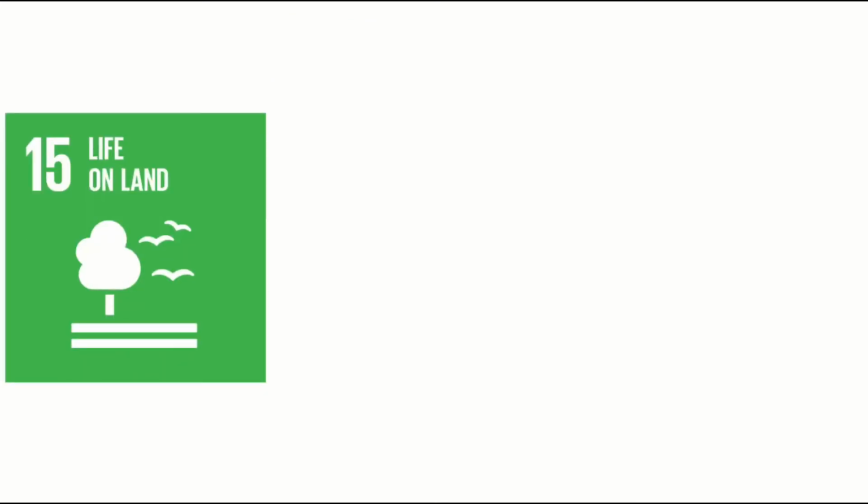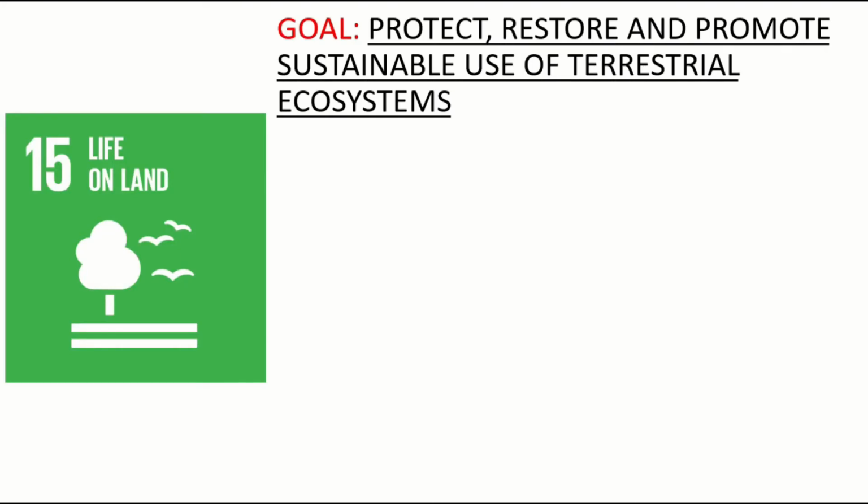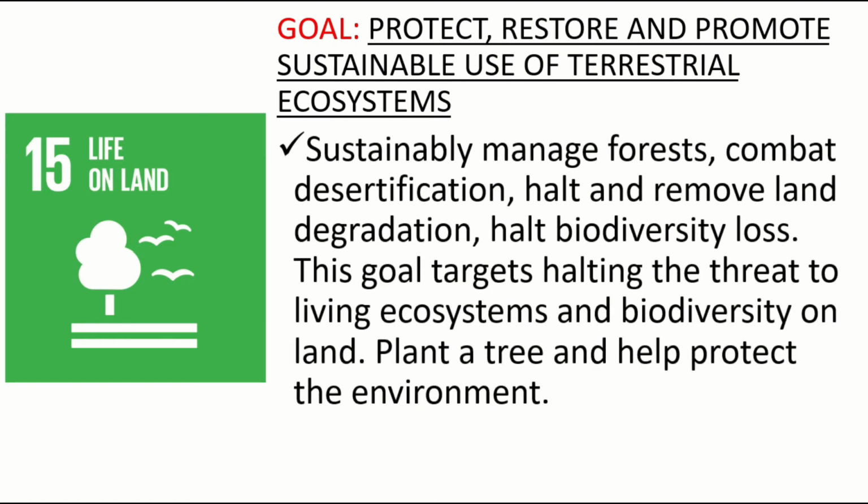Number 15, life on land. Specific goal is to protect, restore, and promote sustainable use of terrestrial ecosystems. This goal targets halting the threat to living ecosystems and biodiversity on land. Plant a tree and help protect the environment.